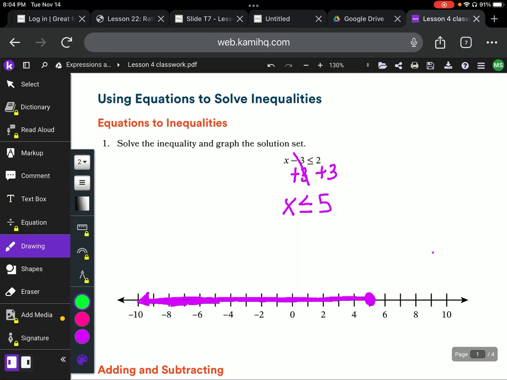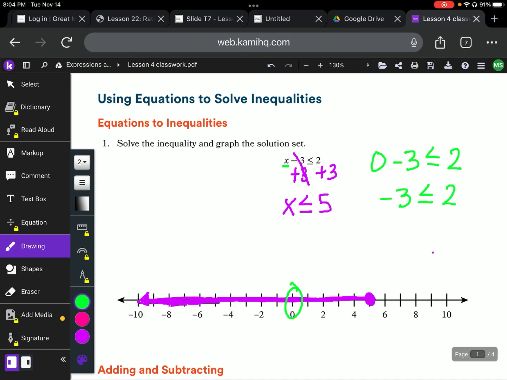So I'm going to check that any of these answers meet my inequality. I'm just going to choose any solution. All of these numbers that are highlighted in purple are solutions. So let's start with 0. Instead of writing x into my inequality, I'm going to write 0. So 0 minus 3, is that less than or equal to 2? Well, 0 minus 3 is negative 3, and yes, negative 3 is less than or equal to 2.